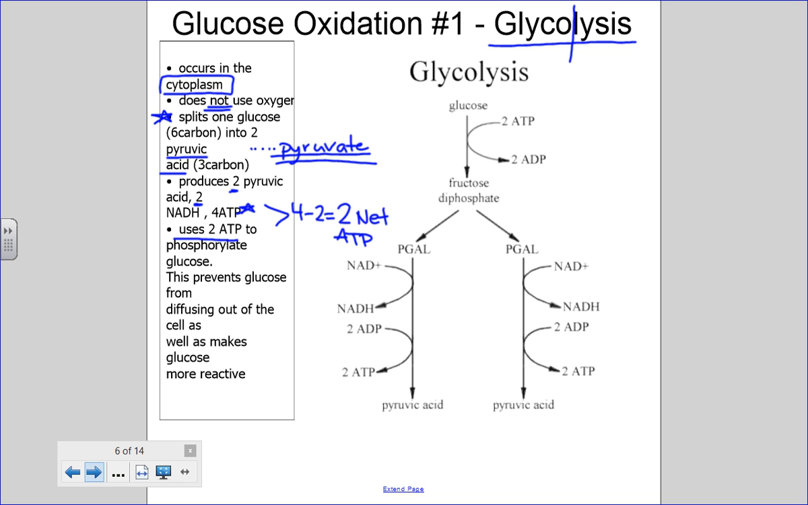Now, the reason we have to use 2 ATP is to do something called phosphorylate glucose. Essentially, I'm adding a phosphate group to glucose. The reason we would do this is to prevent it from diffusing out of the cell so that it doesn't go away, because glucose can diffuse in and out of the cell. It also makes it more reactive.